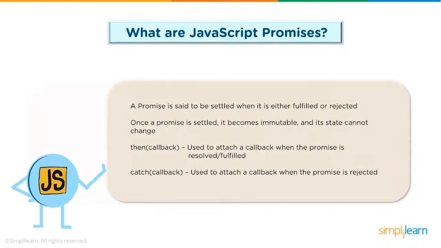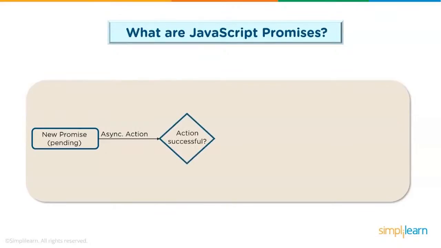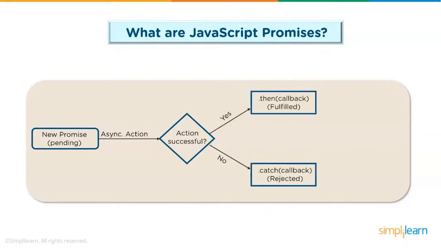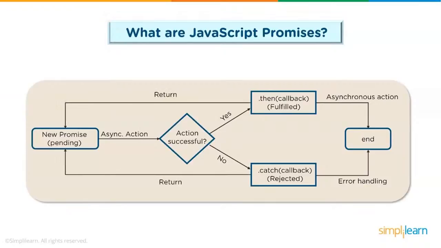So moving on, let's look at a quick flowchart to understand promises better. First up, you have a new promise. Now, the promise is in the pending state. Now, this promise runs an asynchronous action. Now, we check if the action is successful. If it is a yes, then we call the then method. And if it is a no, then the catch method is called. And to end it, if it is fulfilled, then the asynchronous action is performed. And if it is not, that is, if it is rejected, then error handling is performed. And lastly, the values of these methods are returned to the promise. I hope this was clear.